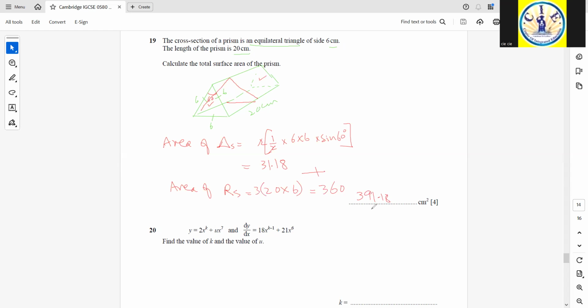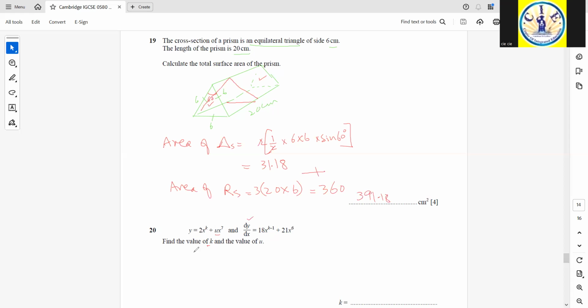Okay, now for question number 20. Y is 2x raised to the power k plus ux raised to the power 7 and dy by dx is given by this. Find the value of k and the value of u.